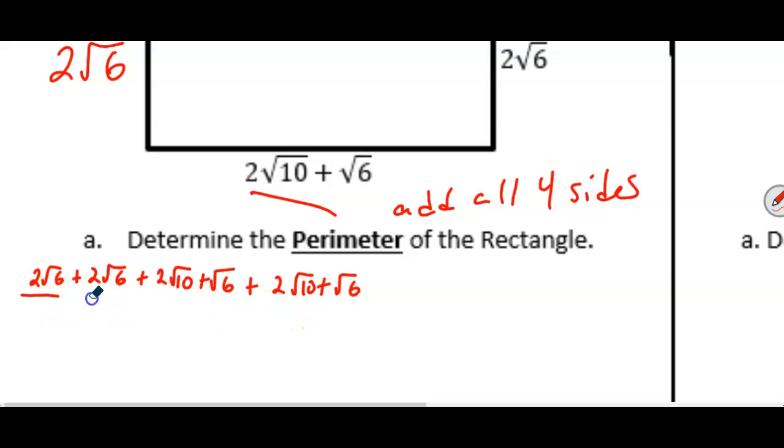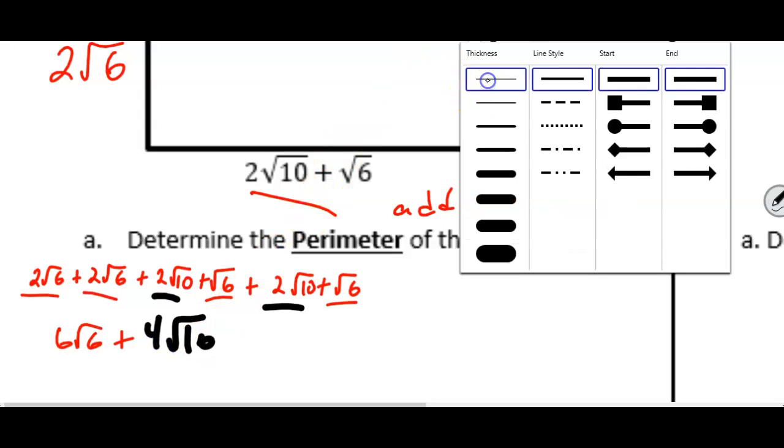So that one and that one all get added. So 2 plus 2 is 4, plus 1 is 5, plus 1 is 6. So 6 radical 6 plus, and now I'm going to add up these two right here. They're only 2 radical 10, so that's 4 radical 10. So the perimeter is 6 radical 6 plus 4 radical 10.